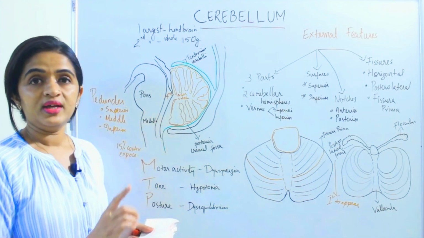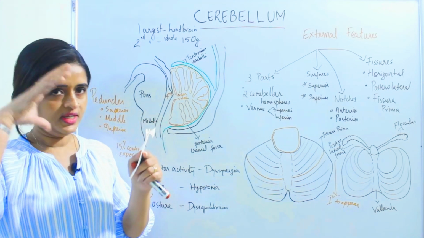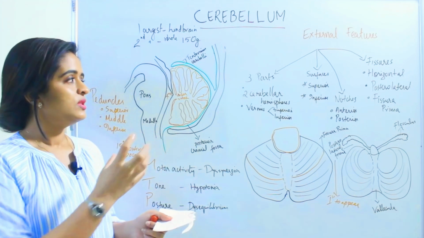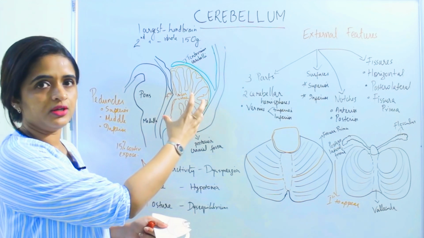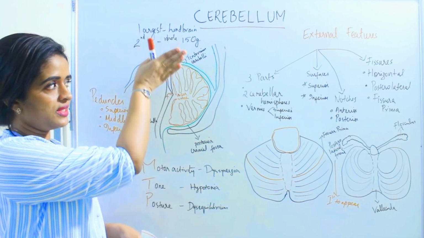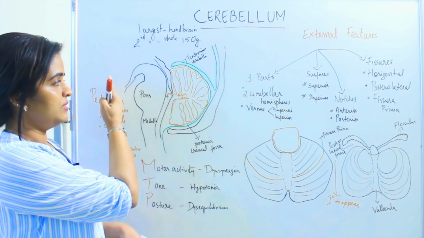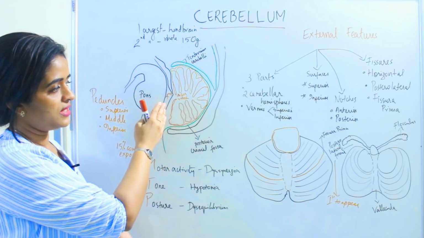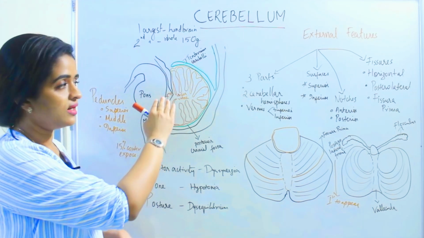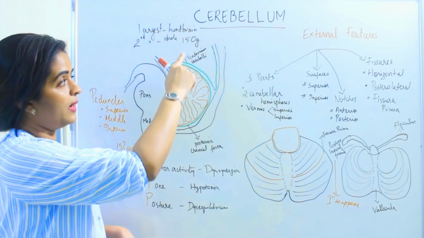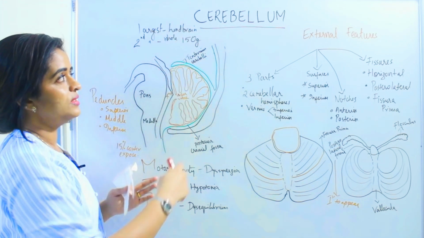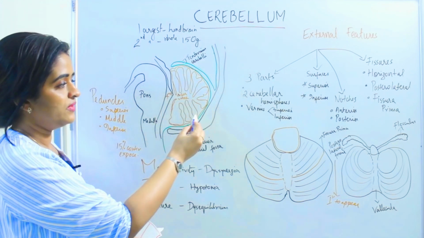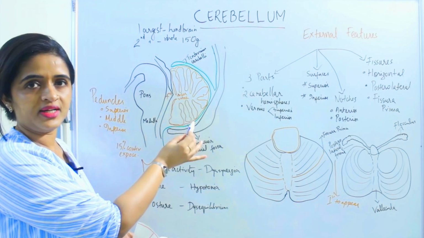Now let's see where it is located. We know that when you take the cranial cavity as such, we have the anterior, middle and posterior cranial fossa. So this is actually located in the posterior cranial fossa. If this is a sagittal section, this is the anterior part and this is the posterior part. So we can see the cerebellum is seated in the posterior cranial fossa and it is separated from the rest above by a dural fold. This is known as the tentorium cerebelli. So below the tentorium cerebelli, you have the cerebellum seated in the posterior cranial fossa.